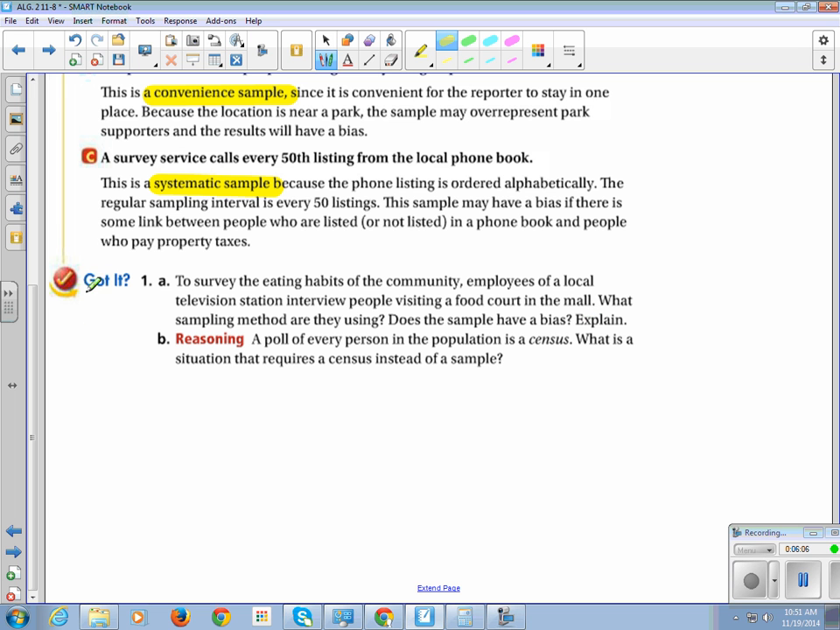Explain. So what do you guys think for A? It is definite. I agree with convenience. Do y'all agree? Convenience?